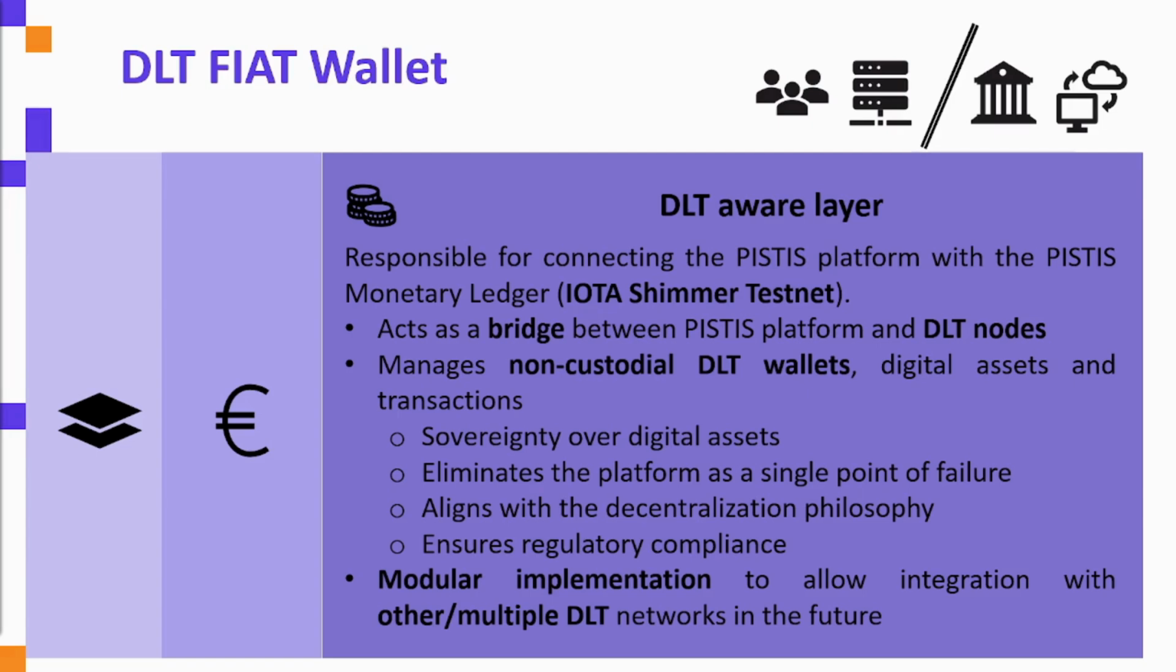The wallets are non-custodial, meaning private keys are managed on the end user's premises, not by the PISTIS platform. The platform does not keep copies of users' private keys, nor the ability to perform any actions without their explicit authorization. This approach gives users complete sovereignty over their digital assets, eliminates the platform as a single point of failure, aligns with the decentralization philosophy of DLT technology, and ensures regulatory compliance in jurisdictions requiring user control. While PISTIS currently supports the IOTA protocol, the architecture follows design principles enabling future support for multiple DLTs. This layer abstracts DLT-specific operations behind standard interfaces, so adding new ledger support doesn't require rebuilding the entire system.